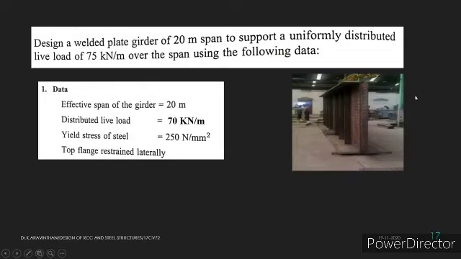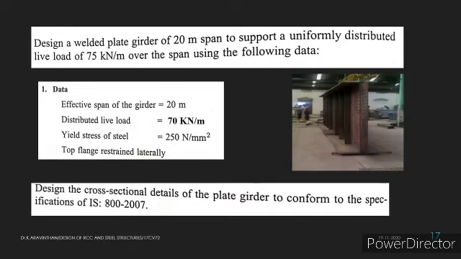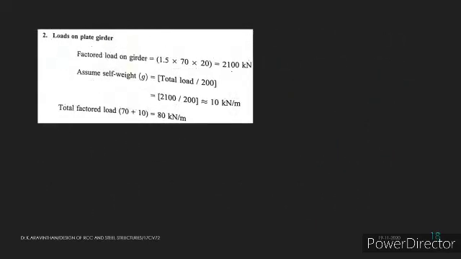The data given is that the center to center distance of the girder will be 20 meter, and the uniformly distributed live load will be 70 kN per meter, and the yield strength of steel for the web as well as the flange will be 250 Newton per mm square. What we have to do is design a plate girder to conform to the specification as per IS 800.